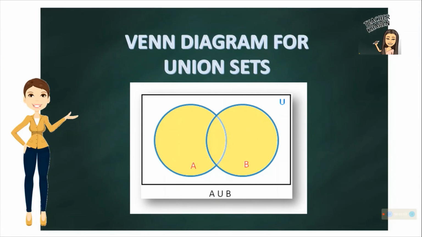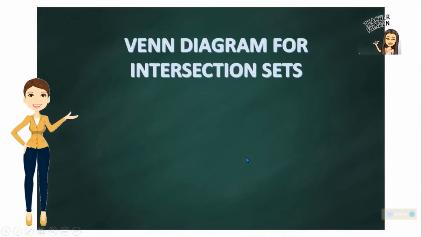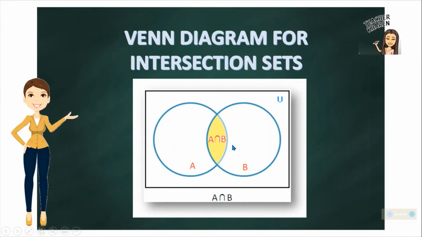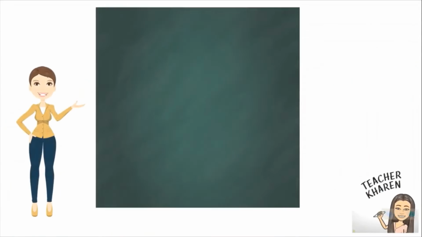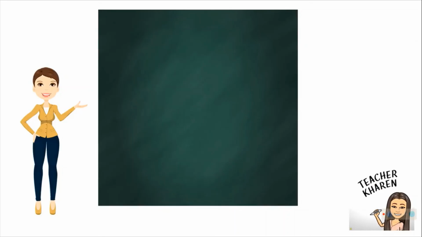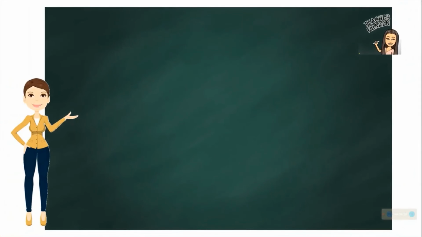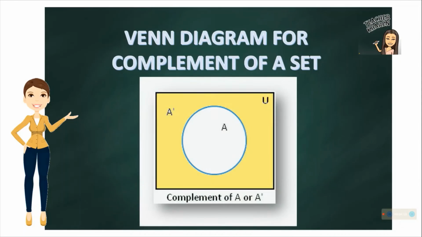So, review po tayo. Ito po yung representation for Venn diagram ng union set. So, dalawang circle yung shaded. And then, sa intersection naman po, ay yung nasa gitna ang shaded. And then, kapag complement naman po, nasa labas yung shaded.